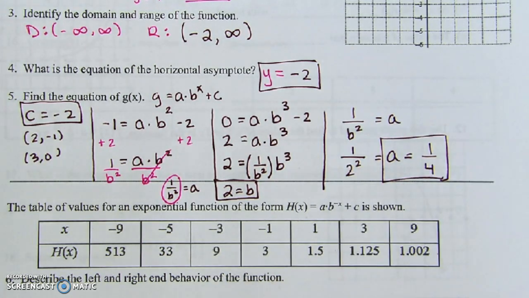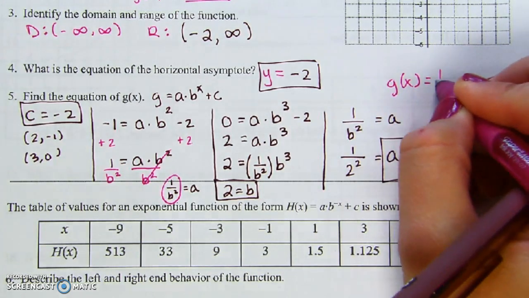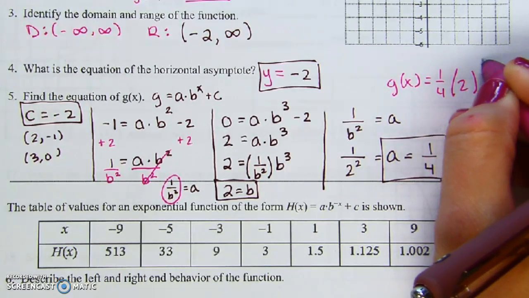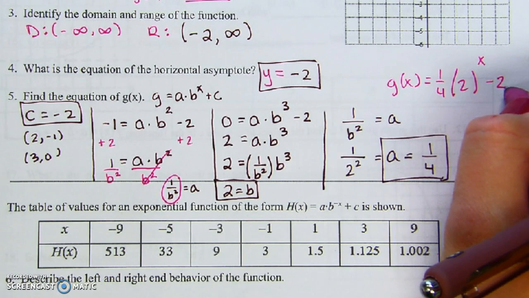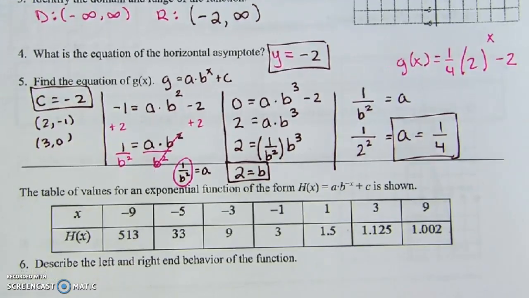Final answer is we put it all together. G equals a, and the base is 2 to the x minus 2. Is that right? Yeah. Okay, we're at growth. Good. Growth with no reflections.